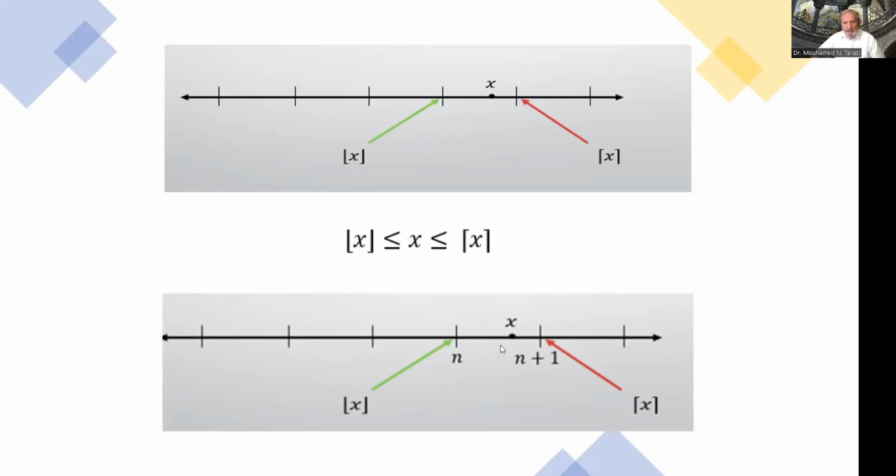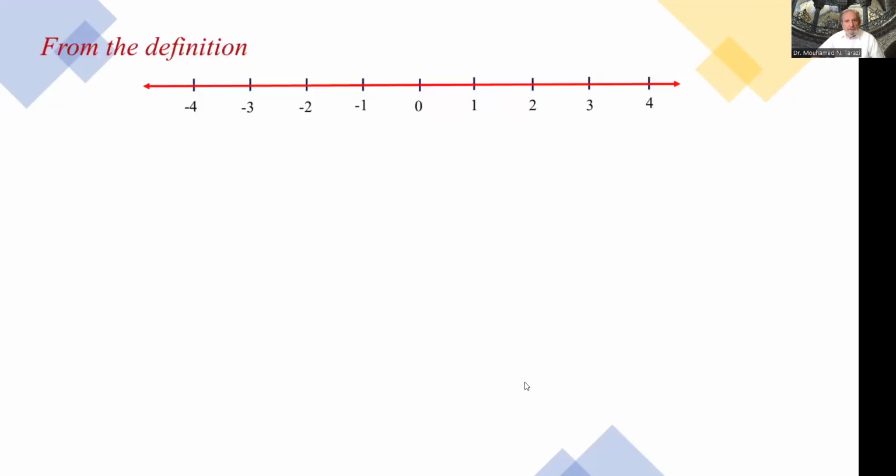Now, if x here is between two integers, n and n plus 1, then the floor function at x is n, and the ceiling function at x is n plus 1. So now some examples quickly. Minus 2.8: the floor function at minus 2.8 is minus 3, and the ceiling function at minus 2.8 is minus 2.